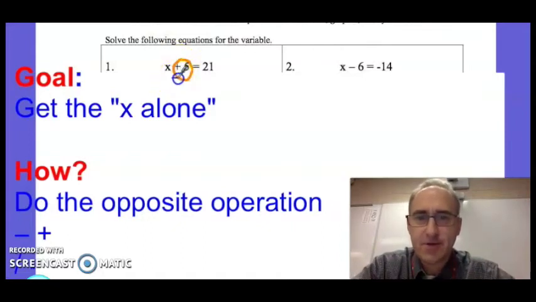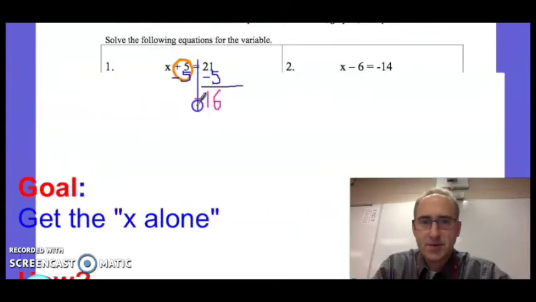So come over here and we go minus 5. What's 21 minus 5? 16. So we bring down the equal sign. This is canceled. We bring down the x. X equals 16. We can double check by plugging 16 in for x. 16 plus 5 is 21.